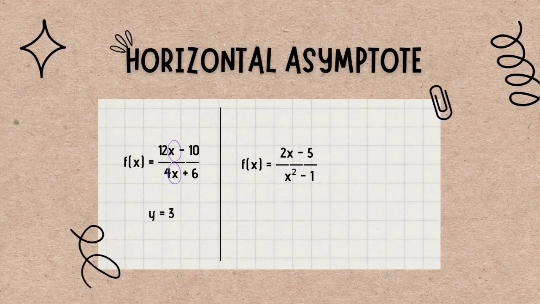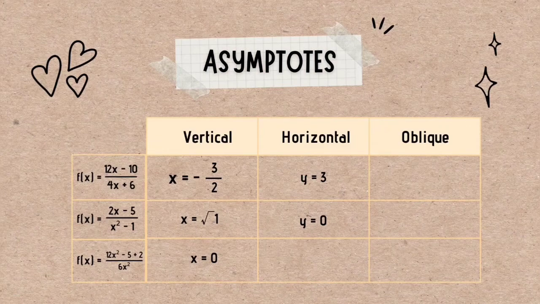F of x equals to 2x minus 5 over x squared minus 1. So, tignan ulit natin ang degree ng denominator sa numerator. So, ang degree ng denominator ay mas mataas sa numerator. So, automatically, ang sagot mo ay y is equal to 0. Like that. So, next example.